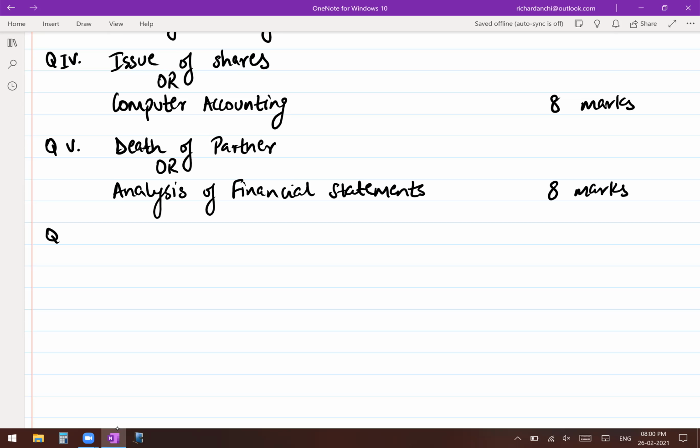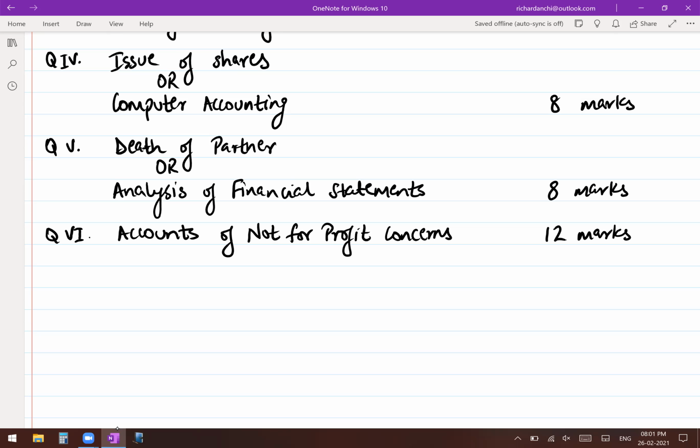Then the next question, now this is a compulsory question, accounts of not-for-profit concern. So here it is for 12 marks. And question 7 is partnership final accounts. Now again, it is 12 marks. It has been reduced. Last year it was 15. This year they have made it 12.